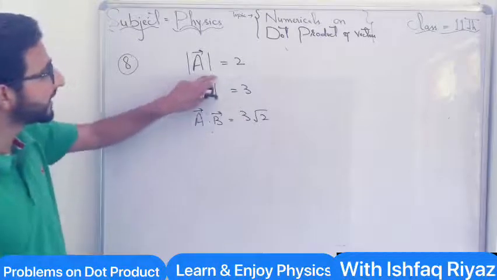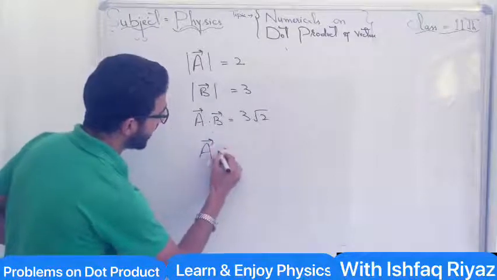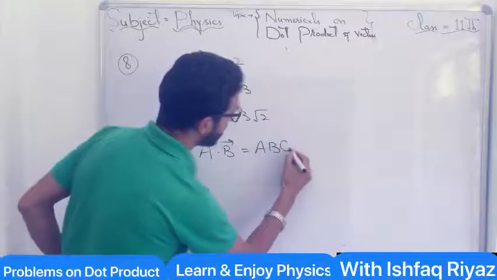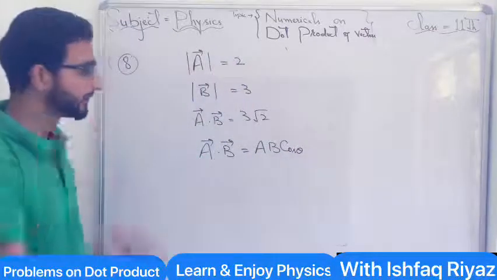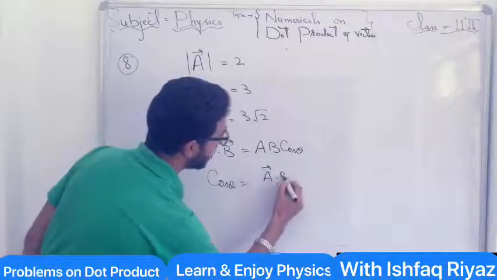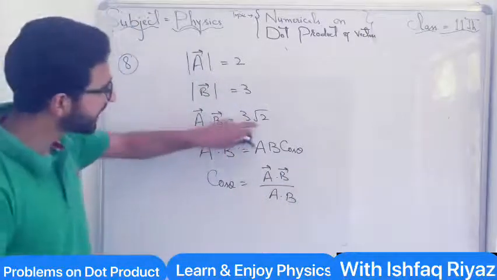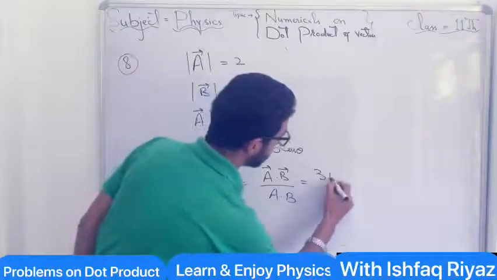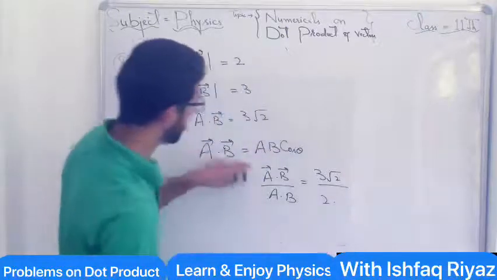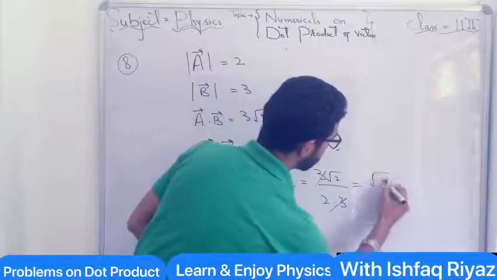We are supposed to calculate the angle between the two vectors. Simply I will calculate the angle by using the definition of the scalar product. We know A dot B is given by magnitude of A, magnitude of B, and cosine of the smaller angle between the two vectors. So cos theta is simply A dot B divided by magnitude of A, magnitude of B. Now A dot B is given, that is 3 root 2 divided by magnitude of A, which is 2, and magnitude of B, which is 3. The 3 and 3 cancel out. So this is root 2 by 2.